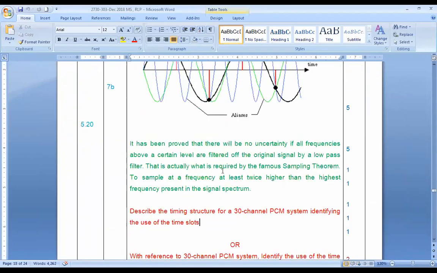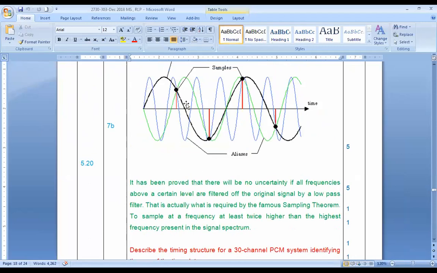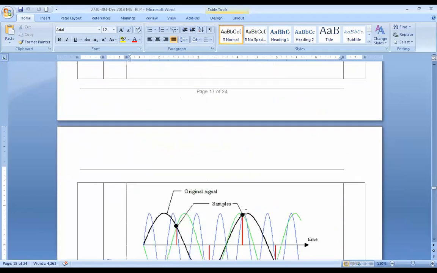We tried it at different frequencies. The best frequency to sample at is greater than or equal to 2 times the maximum frequency, which is FM. All these are called aliases, which replicate the original signal. So we sample at a frequency at least twice higher than the highest frequency present in the signal spectrum. That was called aliasing.